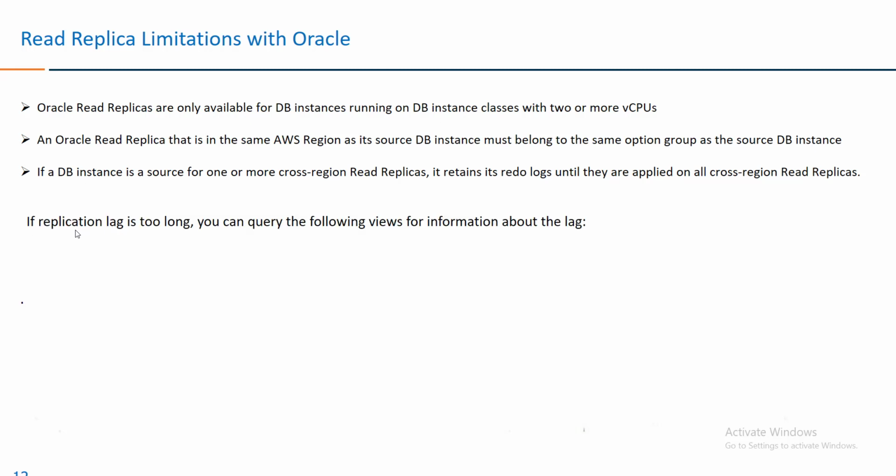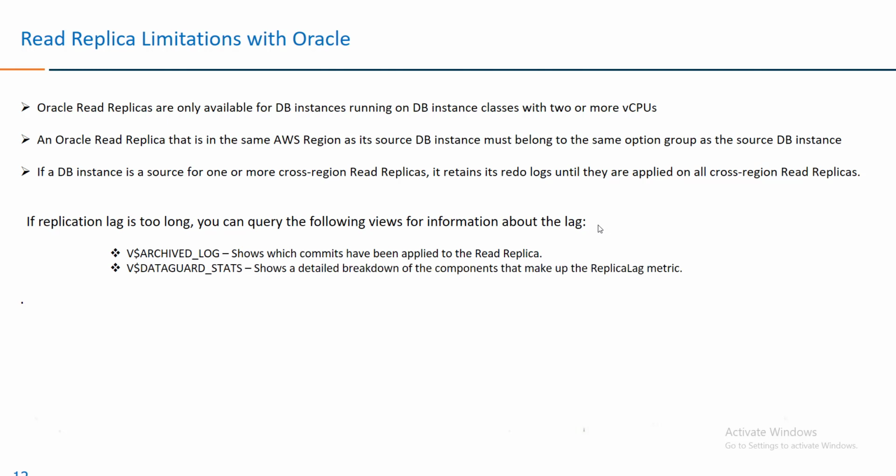If the replication lag is too long, it's very easy for an Oracle DBA who knows it. You can query the following views for the information. What we do for Data Guard if there is a lag, the same query you can use here: V$ARCHIVE_LOG, V$DATAGUARD_STATS, V$DATAGUARD_STATUS. I mean, just an example. If someone is a DBA, they can go for more views.